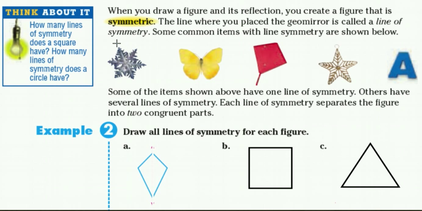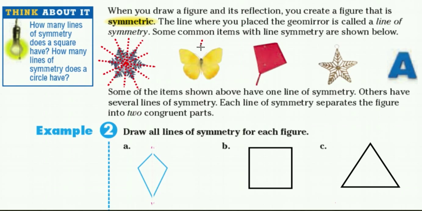If you take this snowflake, for example, if I create my line of symmetry right here, this part will fold exactly on the other half. If I do this, this half will fold on the other half. If I do this here, this half will fold on the other half. These are all lines of symmetry of this snowflake, because when I fold it over that line, it will fall exactly on top of the other half without any overlap.